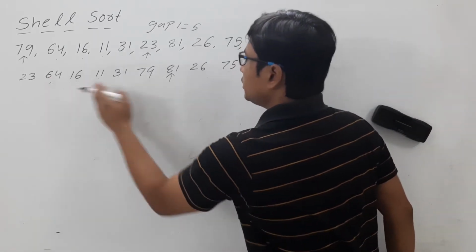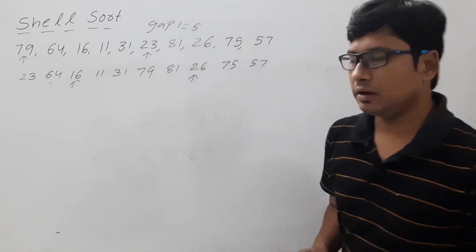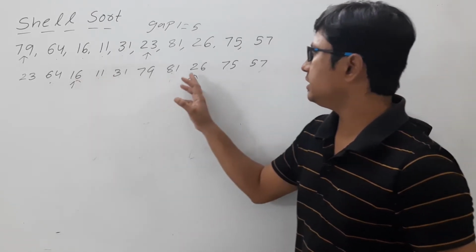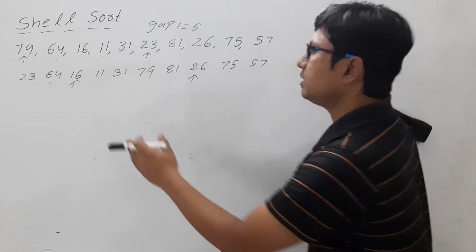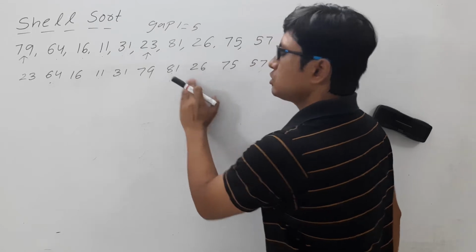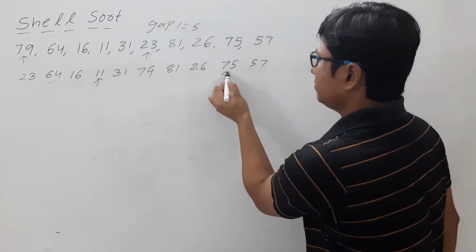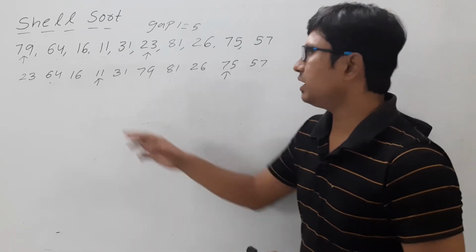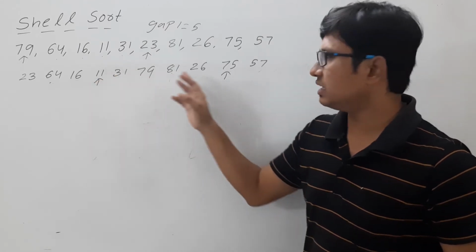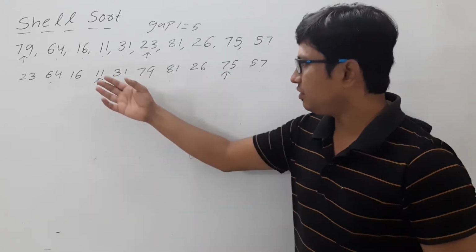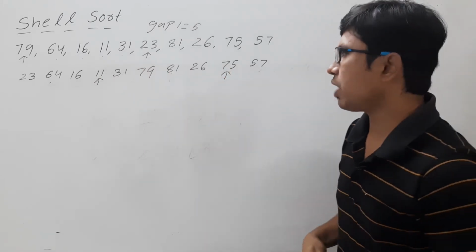Now the next elements to be compared are 16 and 26. 16 is less than 26, so I can say that they are in the appropriate position. I no need to perform any swapping. Now I will compare 11 with 75. Am I right or wrong? So 11 and 75 are in the appropriate position. How can I say? 11 is less than 75. If this element is greater than this element, then only we need to perform the swapping.